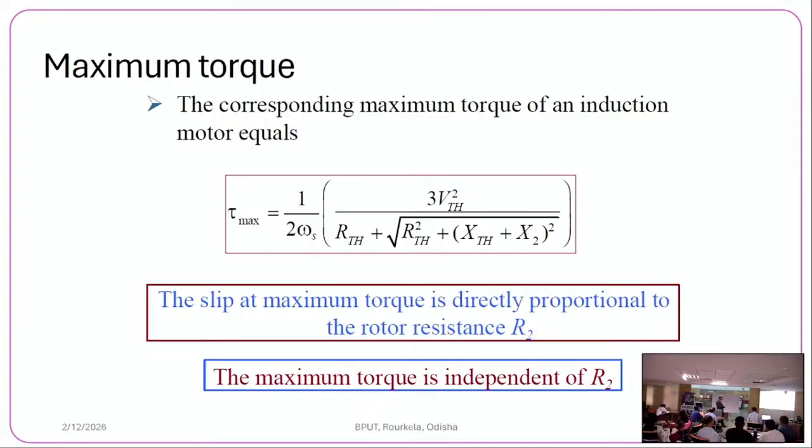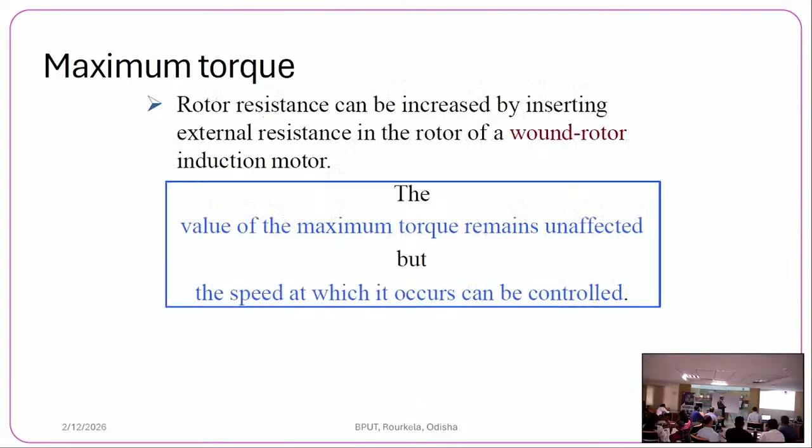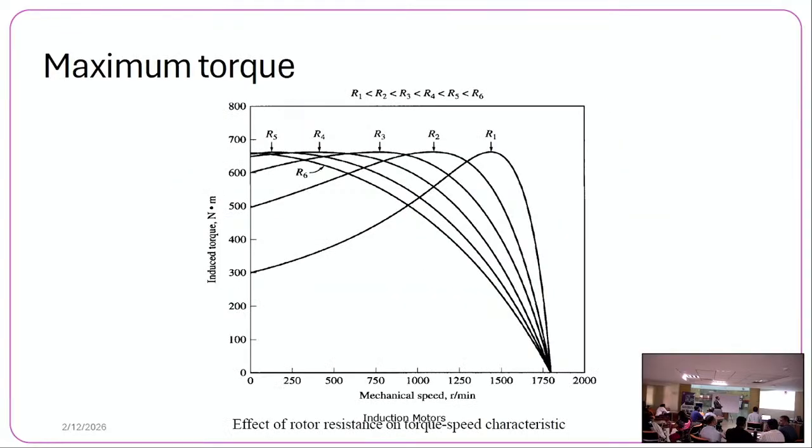Slip at maximum torque is directly proportional to the rotor resistance R2. Maximum torque is independent of R2. The value of maximum torque remains unaffected, but the speed at which it occurs can be controlled. In a squirrel cage induction motor, the rotor terminals are not accessible, and we cannot change the rotor resistance. It is fixed. But in a slip ring induction motor, rotor terminals are available, and we can add extra resistance through the slip rings. So rotor resistance can be increased.